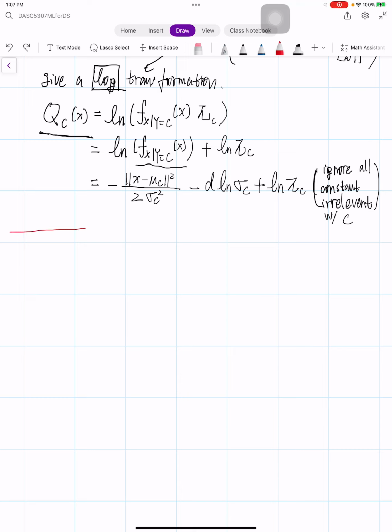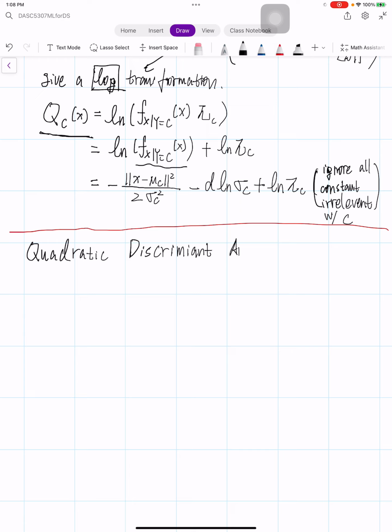So now we are ready to talk about the classifiers. Okay, so one is called quadratic discriminant analysis. The short notation is just QDA. Suppose we only have two classes.